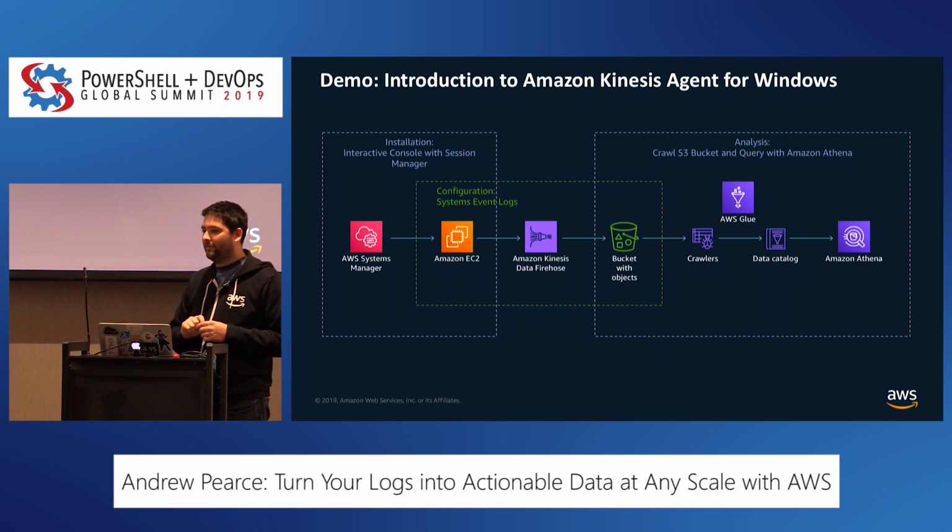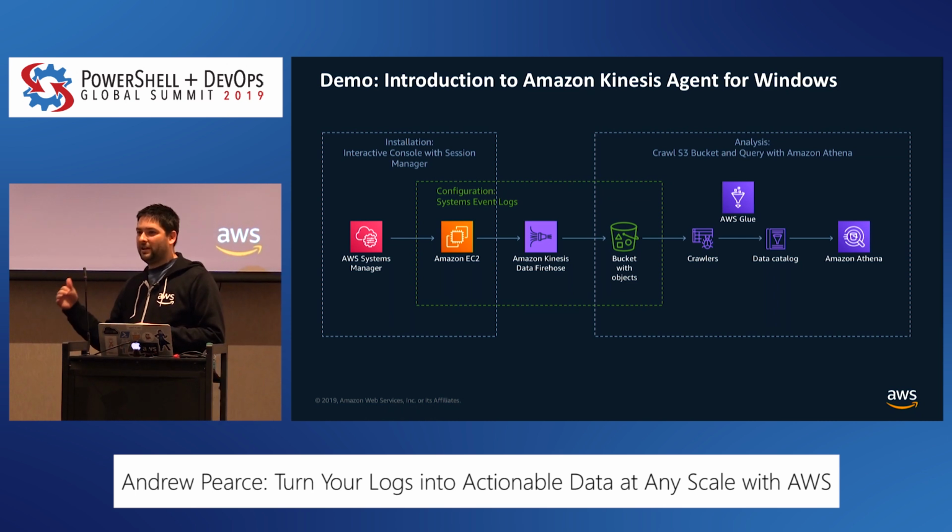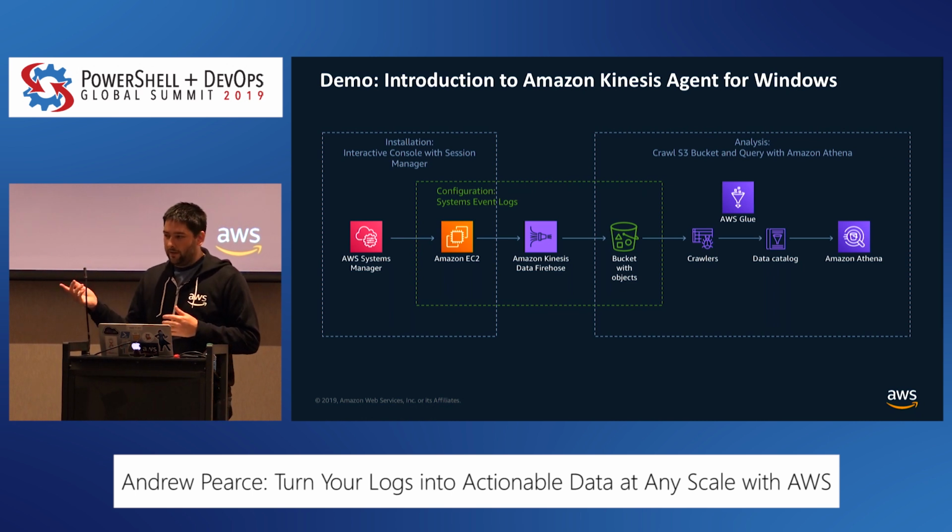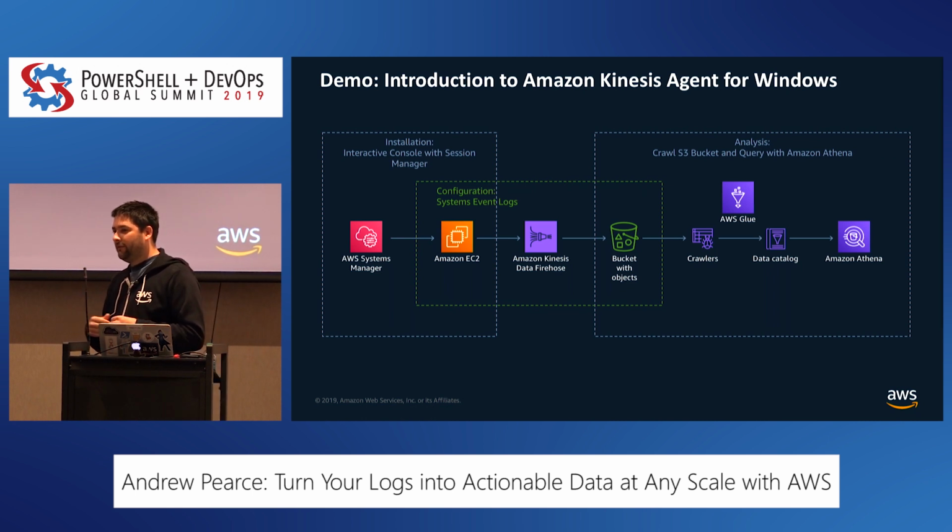Little talk about that, little sidebar. It allows me to create an interactive PowerShell session on my target machine with only outbound communications. So I don't need any firewall ports, don't need public IP addresses. I can just create this session and use it. I'm going to configure the agent to post data to Kinesis Data Firehose.